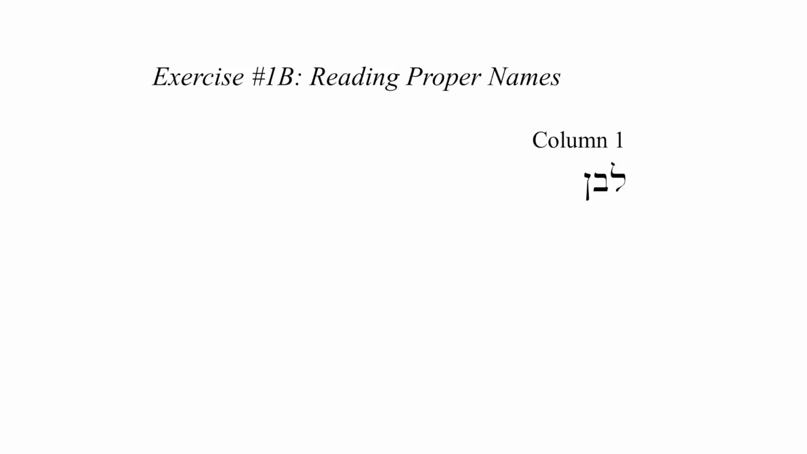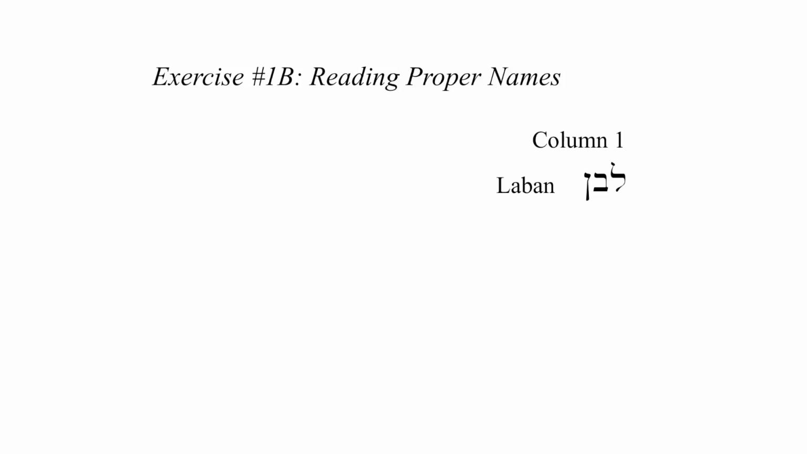So, to use an example from each column in the exercise, in column 1, you see the consonants Lamed, Beit, and Nun. If we put the ah sound, which is how the Hebrew vowel A is pronounced, between each letter, we get Lavan. Notice that the Beit does not have a dot. This is one of the Begad Kafat letters, so it will be pronounced soft. Lavan, Lavan. It's the word Laban.